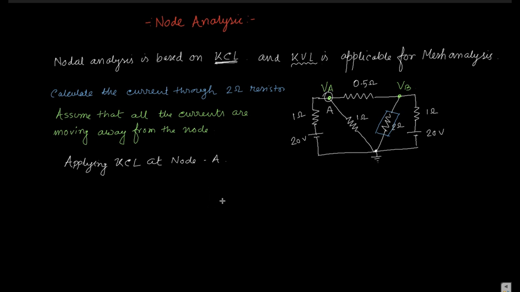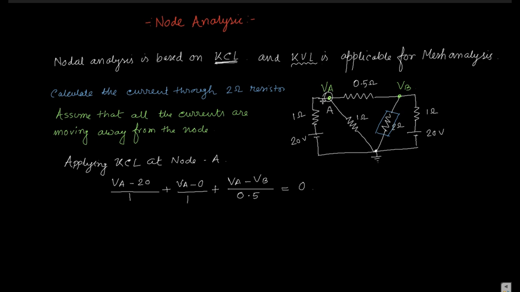Okay, so you can write VA minus 20 by 1 plus VA minus 0 by 1 plus VA minus VB by 0.5 is equal to 0. Did you understand?